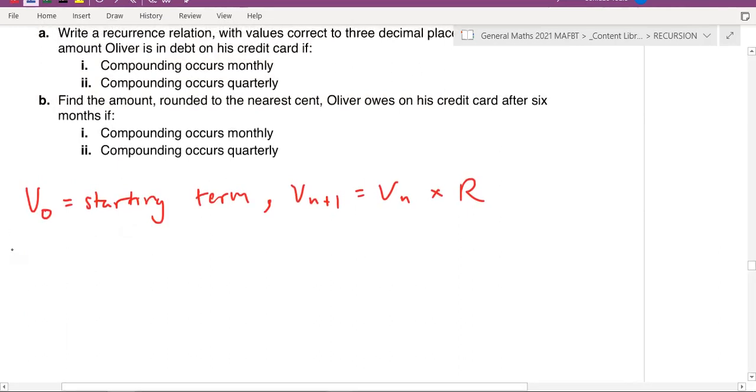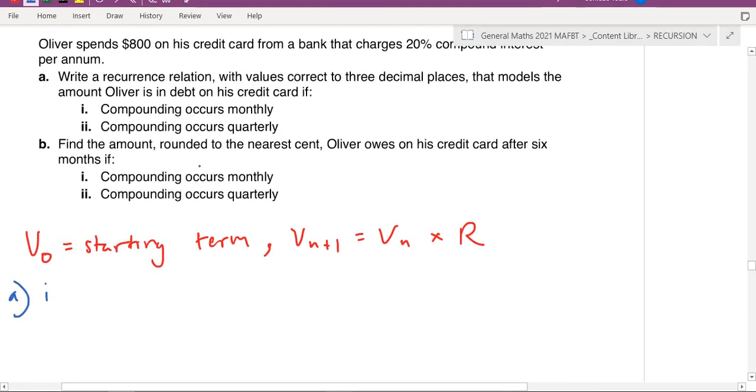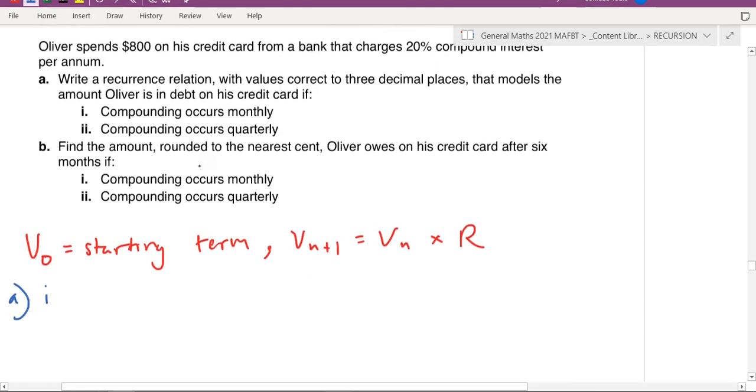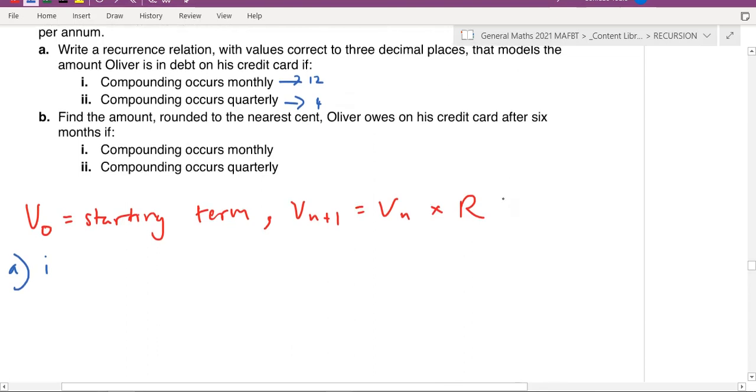So let's look at part A. It says here, Oliver spends $800 on his credit card and the bank charges him 20% compound interest per annum. But in the second part, it says, write the recurrence relation, correct to 3 decimal places, that models his debt on his credit card if it compounds annually, monthly, or quarterly. So already, the N value for monthly should be 12, and for quarterly, it'll be 4. Just remember that when you're trying to find the R.